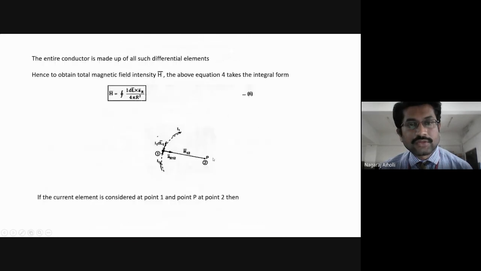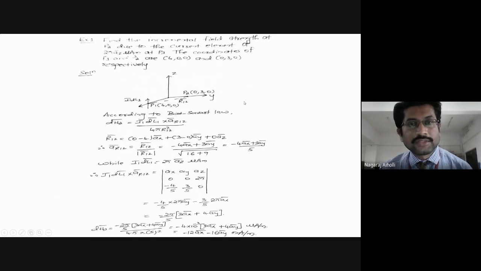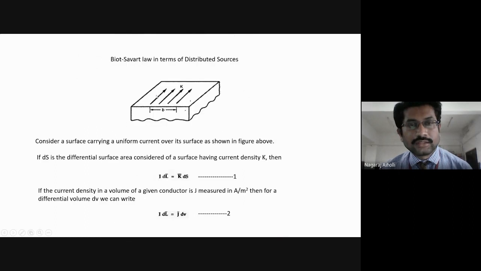That's all for today's discussion. In today's class, we have solved 3 examples on the Biot-Savart law, and then we have discussed the Biot-Savart law in terms of distributed sources.